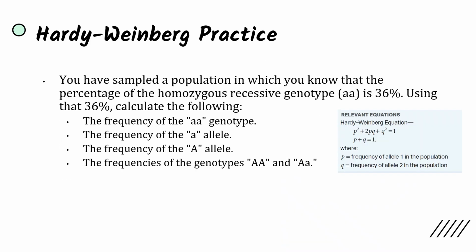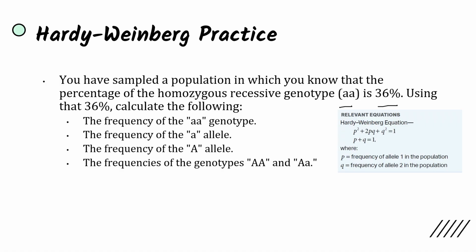So now we're going to look at a population which is under Hardy-Weinberg equilibrium, meaning it is not evolving, the allele frequencies are not changing, it's remaining constant. And so you've sampled a population in which you know that the percentage of the homozygous recessive genotype, lowercase a, is 36%. And using this information, we need to calculate the following.